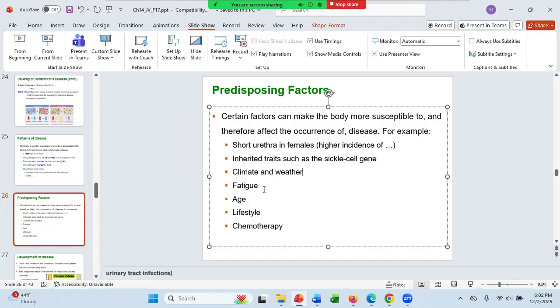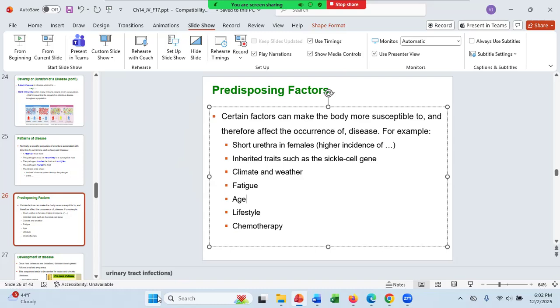Fatigue is another factor that can predispose you to an illness. The more fatigued you are, the more likely you are to become ill. And this is a problem with students because a lot of you are either partying or studying a lot and you're not sleeping enough. And so you're becoming fatigued. So watch that. Don't become too fatigued. The age is a predisposing factor.